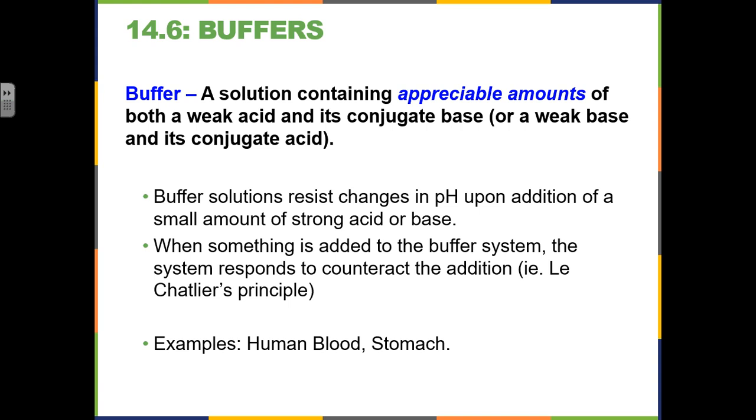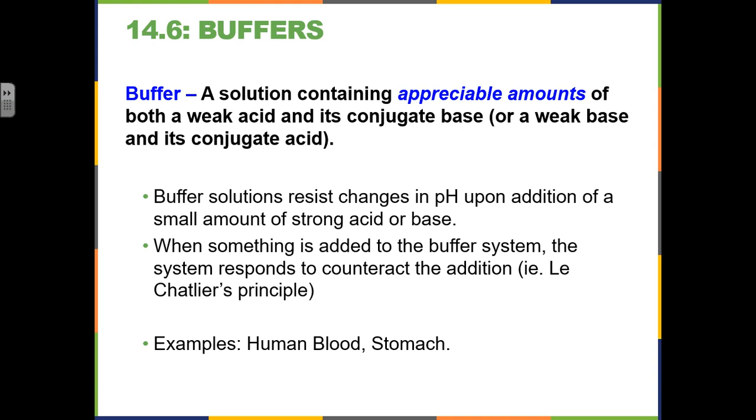So now we're going to transition into a discussion about buffers. And buffers are very useful and found in a lot of biological systems. In fact, some of the more common examples include our human blood as well as the stomach. And they're used to counteract any introduction of unwanted acids or bases. Basically, the way they work is they are created by having appreciable amounts of both a weak acid and its conjugate base. Or you can have a weak base and its conjugate acid in solution. And together they make buffers.